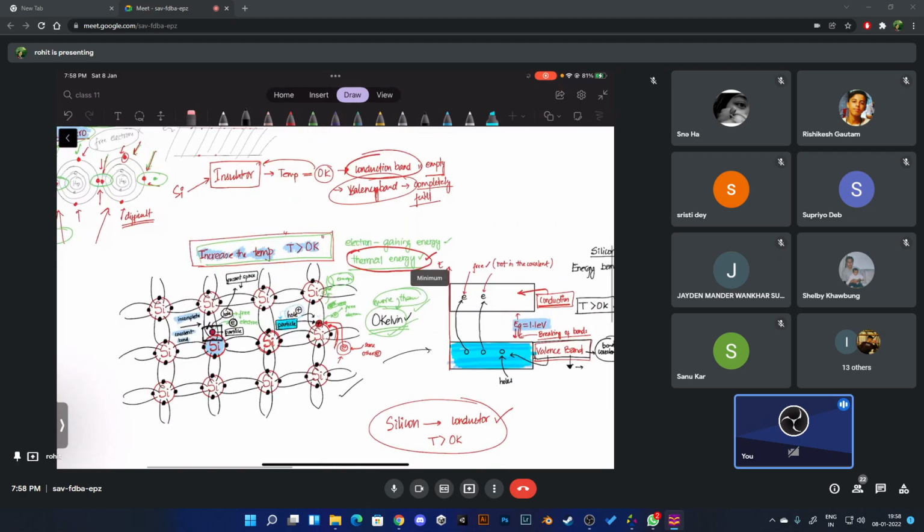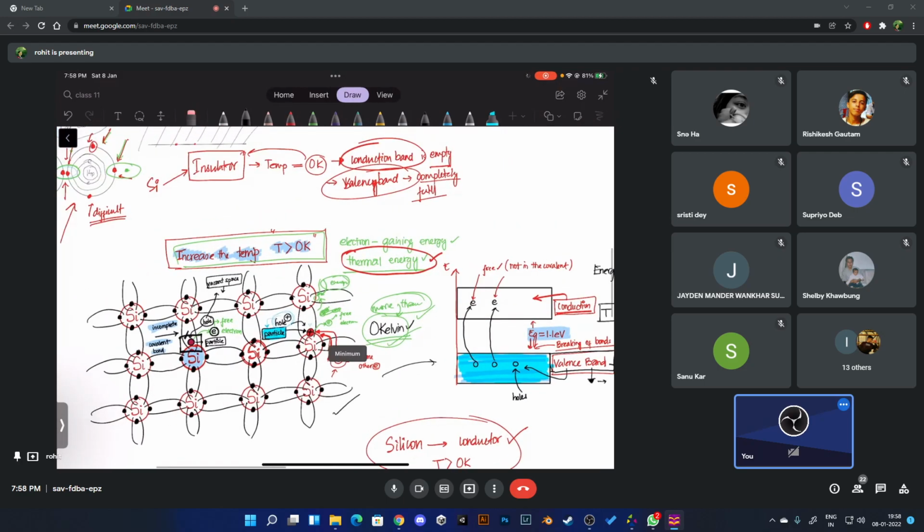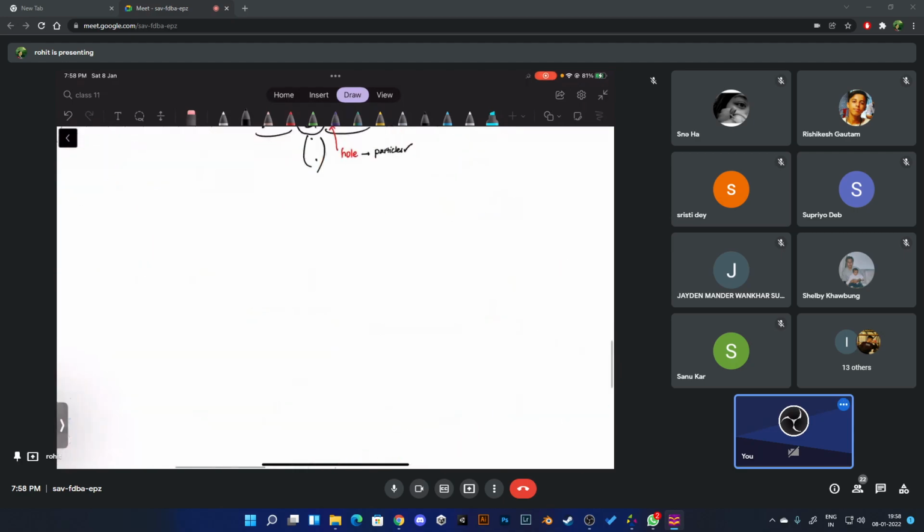Why holes are important in making a semiconductor a conductor? Just tell me whether you understand this or not. Give me 1 minute to charge. How much charge is there already? 3%. Let me just charge for a bit.